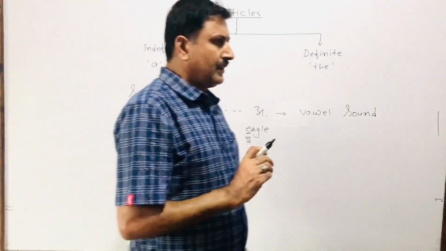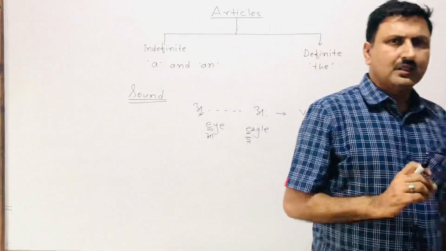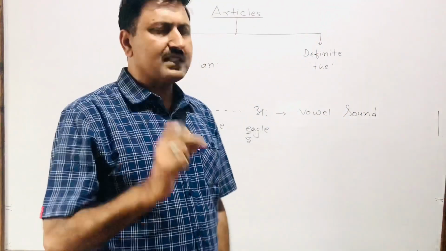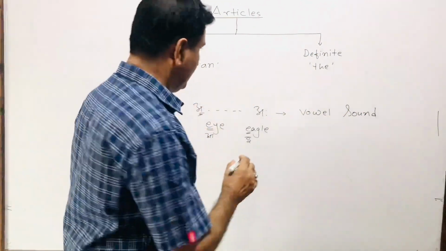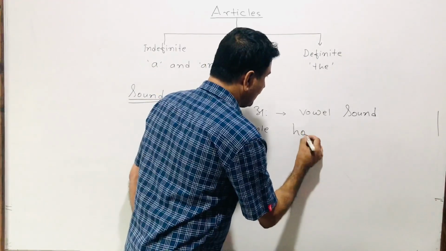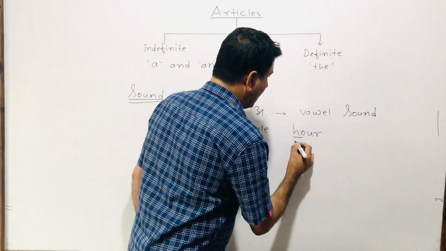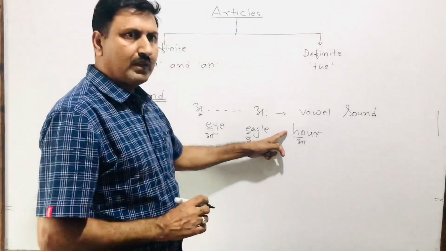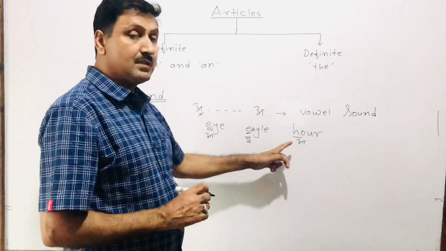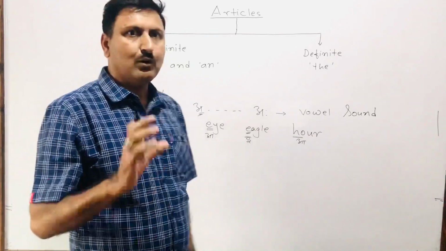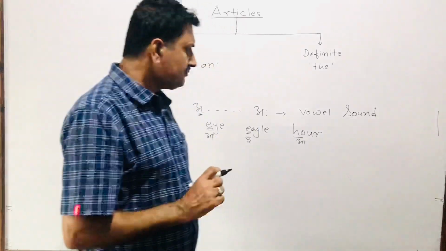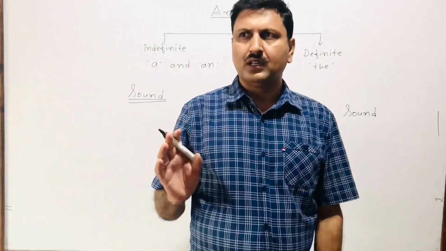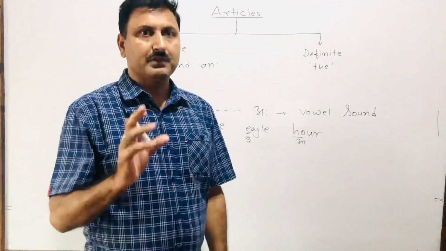Similarly, sometimes in a word you can find a consonant letter, but that can have even vowel sound. Let's see. H-O-U-R, hour. The initial sound of this word is A. So this is vowel sound. Hour is vowel sound.